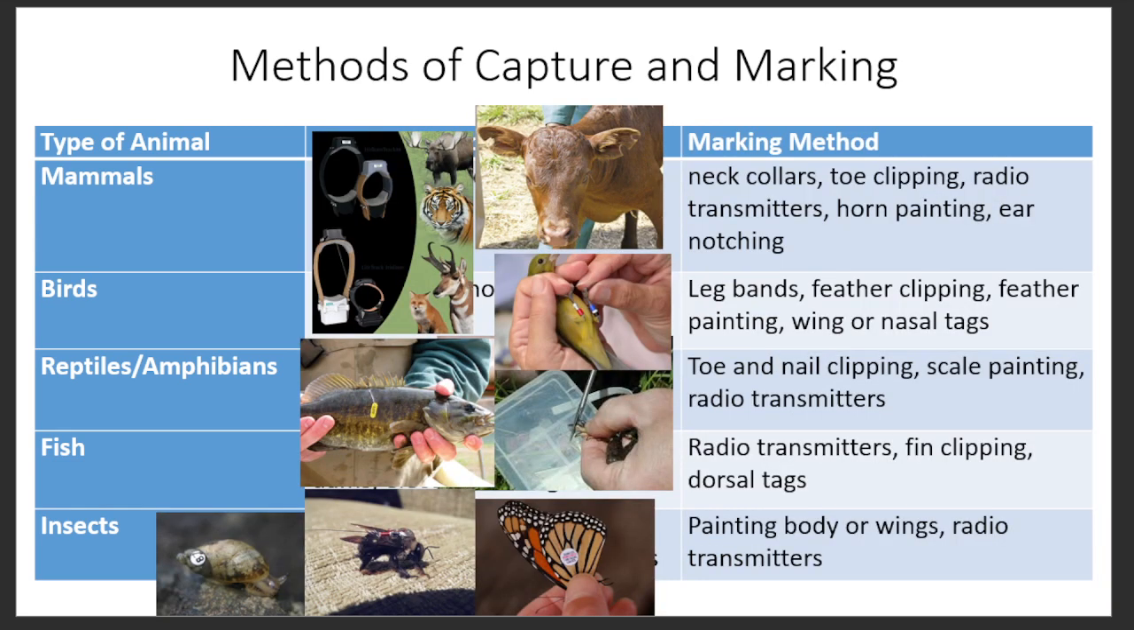And then when it comes to marking, for mammals, you could do neck collars, toe clippings, radio transmitters, horn painting, ear notching. Birds, leg bands. You get the idea. You would mark them and then you release them, and then you'd capture them all again and count the number of individuals that are already marked in your sample.